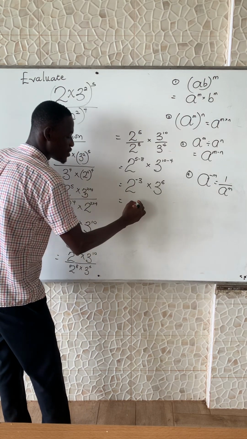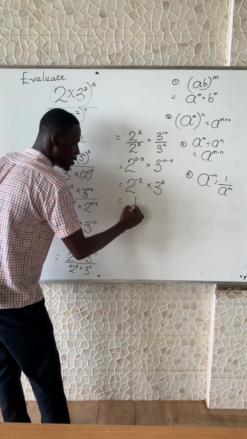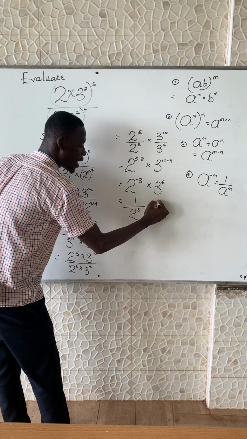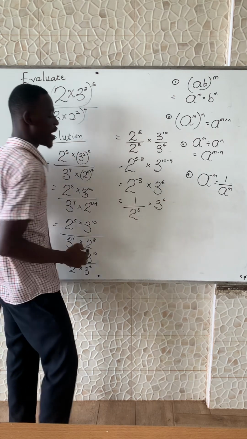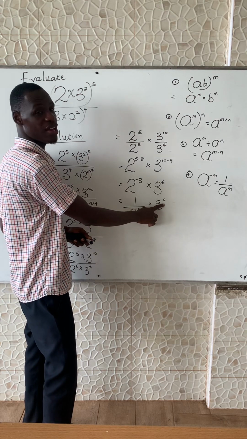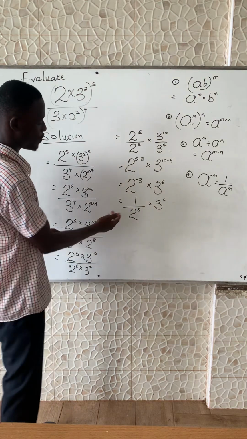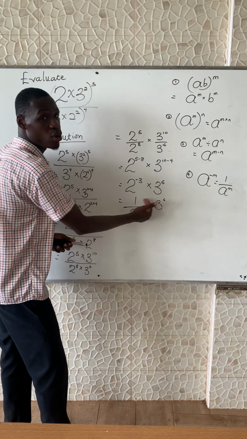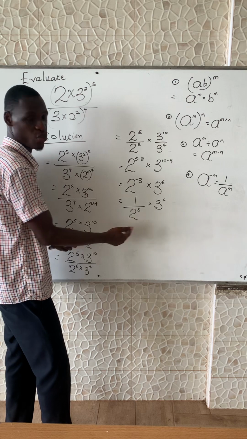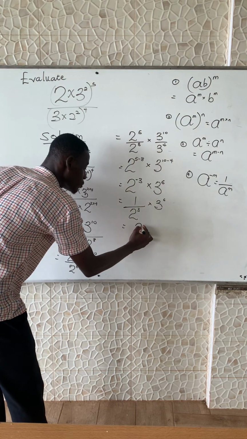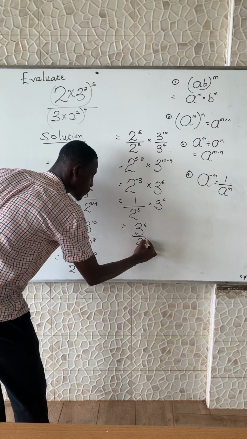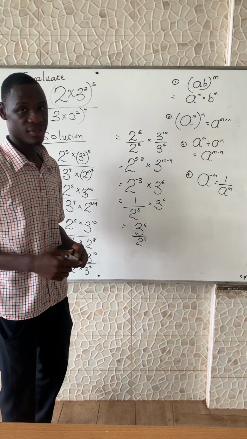This will give us 1 over 2 exponent 3 times 3 exponent 6. Please note that 3 exponent 6 is at the numerator. So we have numbers and numerators that multiply. So we get 1 times 3 exponent 6 divided by 2 exponent 3. This will give us 3 exponent 6 divided by 2 exponent 3.